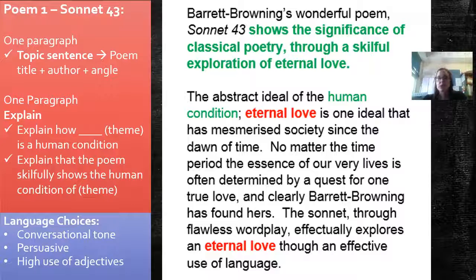We then move into an explicit analysis of each of the 2 texts. So we start with a paragraph, which is simply a topic sentence that introduces the poem, the title, the author, and the angle. We then have a second paragraph, which is our explain paragraph. So we explain how the theme is a human condition, and then explain that the poem skillfully shows the human condition of whatever the theme is that you identified. It's important that within your language choices you have that conversational tone, that you are persuasive, and there is high use of adjectives.